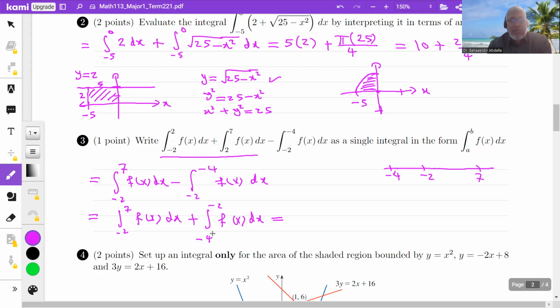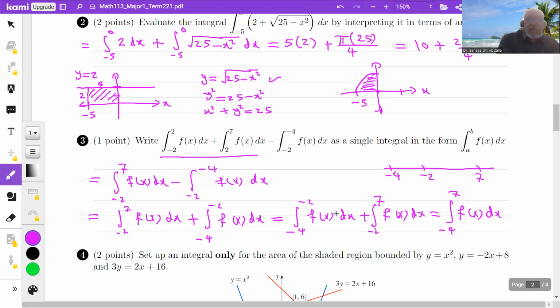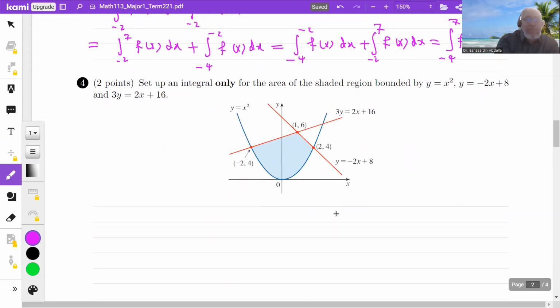And now you can write it, if you want, you can just write the answer, or you can write this integral first. So this is from -4 to -2, and the other one is from -2 to 7. So finally, you can use the property and write it from -4 to 7. So this would be the answer of the question.